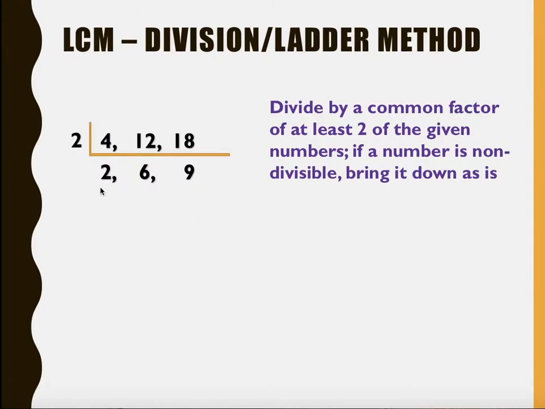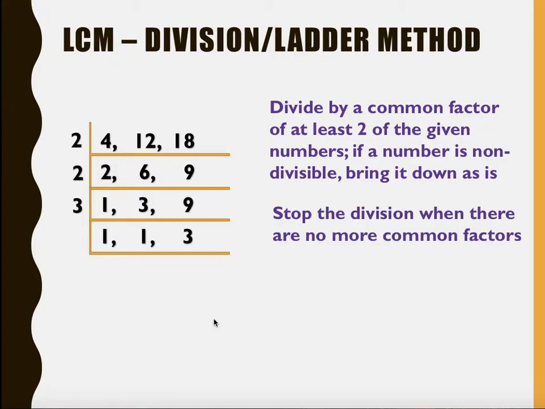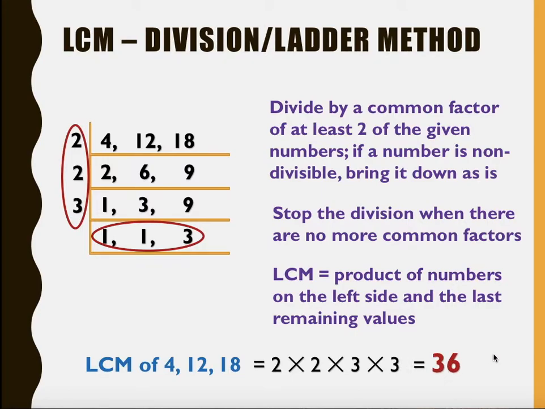Now when it comes to these 3 numbers, 2 can divide 2 and 6, but it cannot divide 9. So what am I going to do? I will still divide them by 2. I get 1, and 3. But this number that is not divisible, I'm just going to bring it down as is. Now these 2 numbers are divisible by 3. So I divide them and I end up with 1, 1 and 3. Now there are no more common factors because we already know 3 is a prime number. So I stop the division right here, and then the LCM is the product of these numbers and these numbers. Now I'm going to ignore the 2 ones and I'm going to say LCM of 4, 12 and 18 is 2 times 2 times 3 times 3, which is equal to 36.